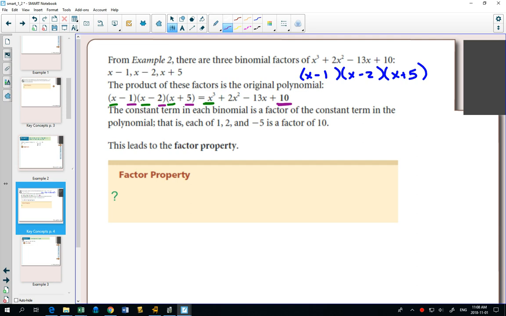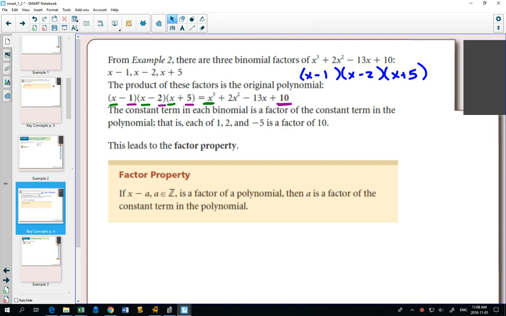And this is called the factor property. If something is going to be a factor, if x minus a is going to be a factor of the polynomial, then the a value has to be a factor of the constant term. And that shows up in the purple.